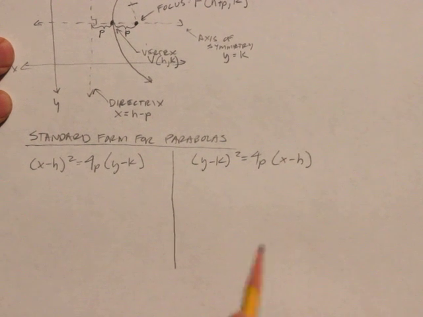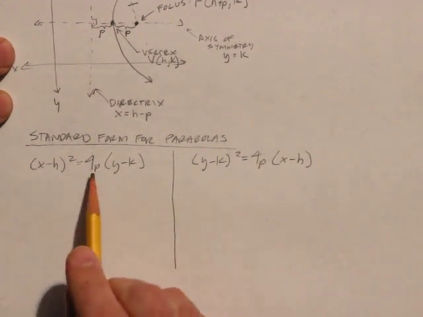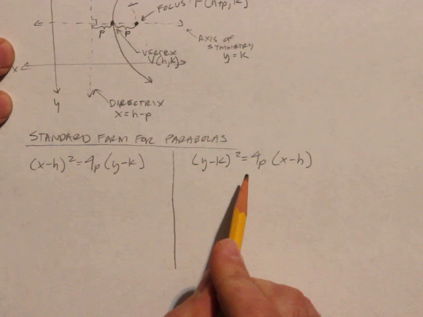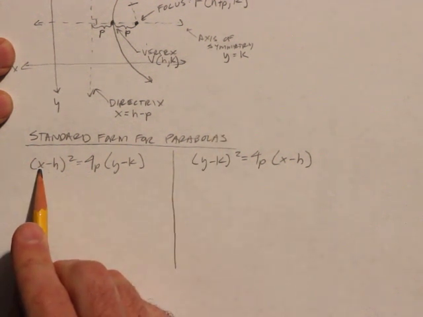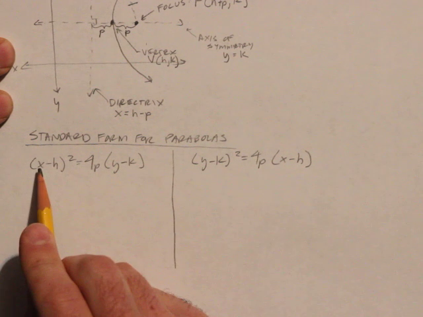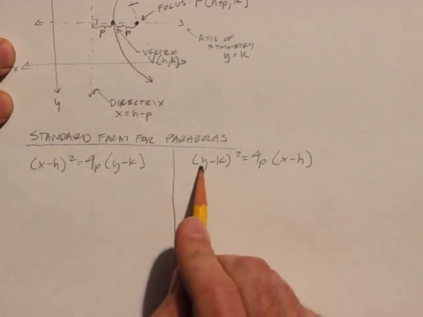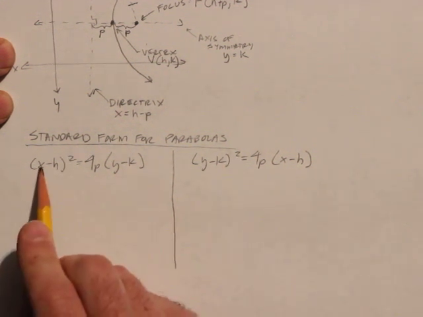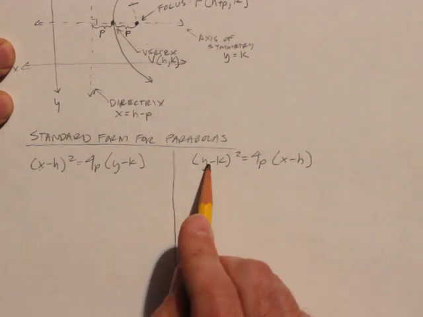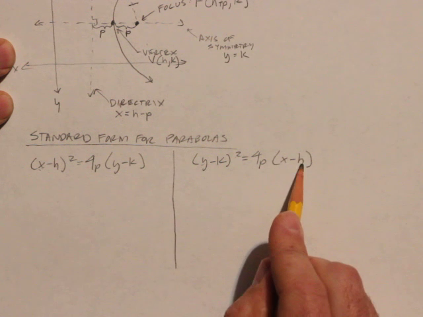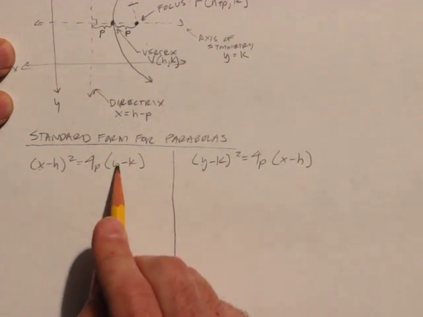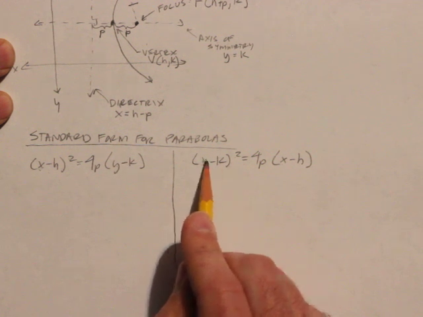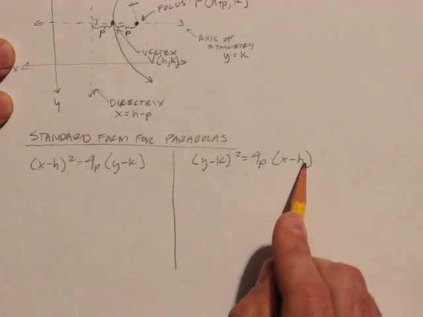Now, something to notice here. These look almost exactly the same, right? Here's the difference: this one has x squared and this one has y squared. The h is always with the x, and the y is always with the k. Y and the k, x and the h. So this one has the x squared and the y not squared, and this one has y squared and the x not squared.